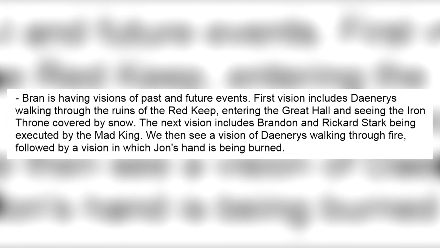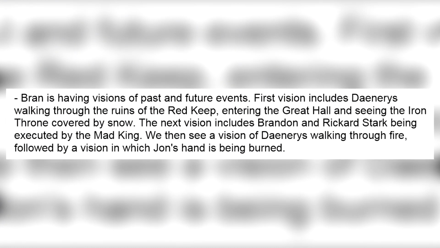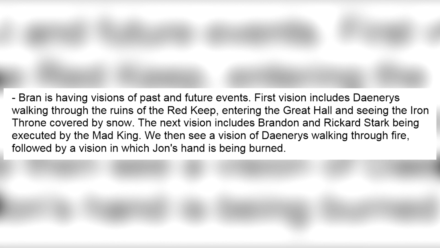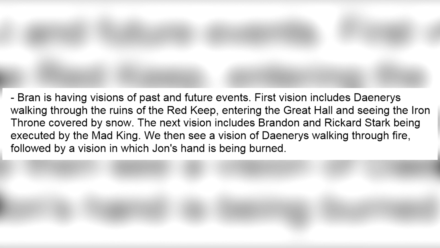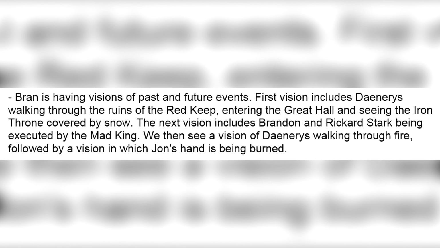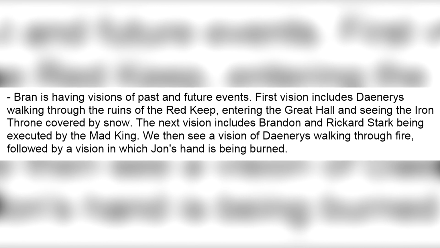Back to the outline, it says that Bran is having visions of past and future events. The first vision includes Dany walking through the ruins of the Red Keep, entering the Great Hall and seeing the Iron Throne covered by snow. The next vision includes Brandon and Rickard Stark being executed by the Mad King. We then see a vision of Dany walking through fire, followed by a vision in which Jon's hand is being burned.